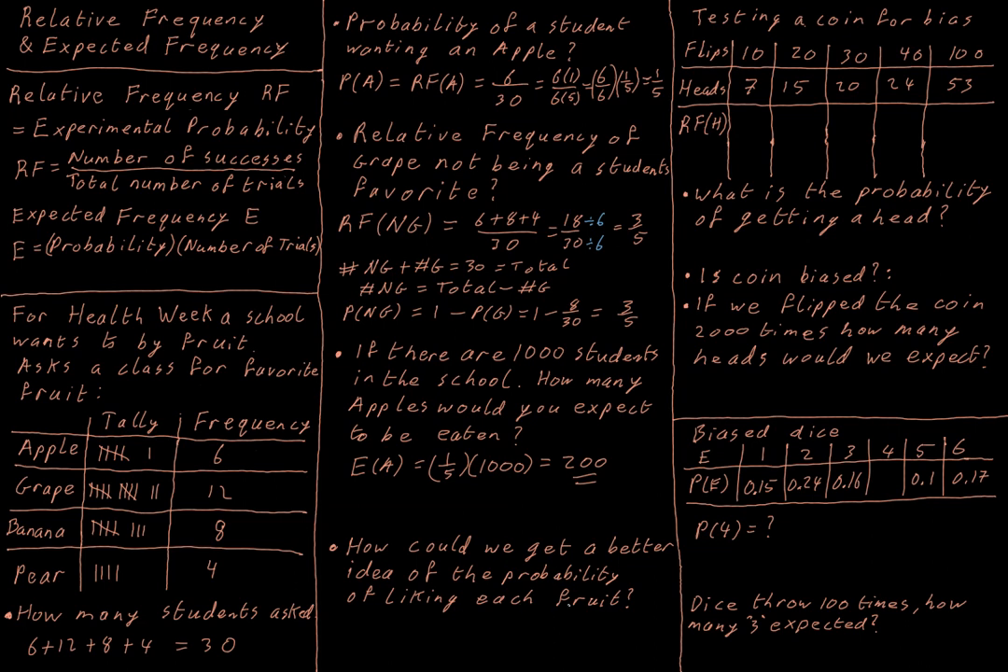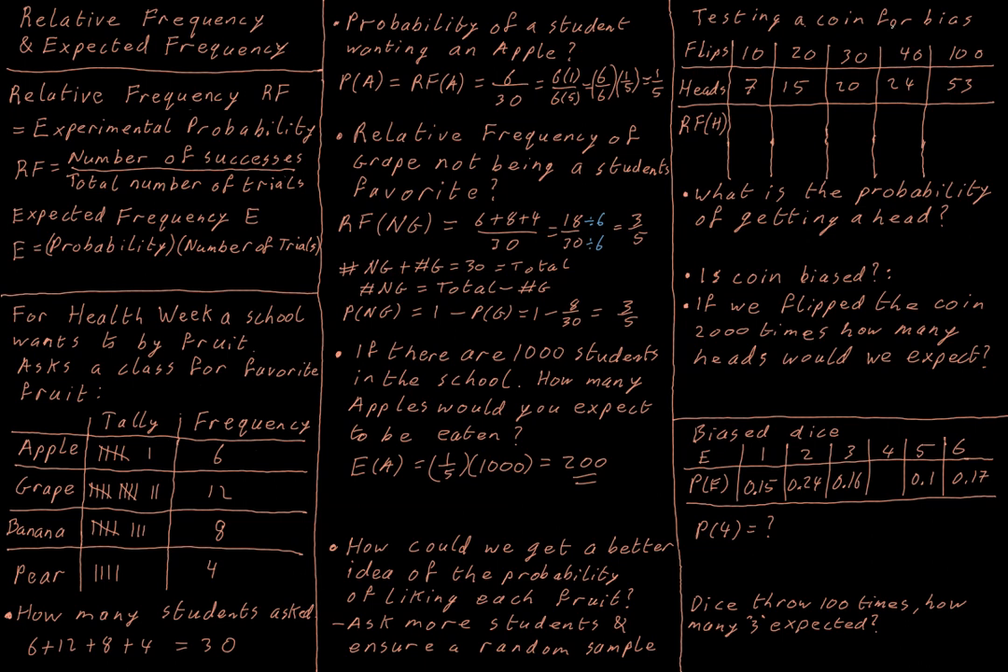If we ask more people, if we run the experiment more times, we'll get a better idea of the probability, so long as we're asking at random. So we want to ask more people, ask more students, and make sure it's a random sample, that we aren't biasing the fruit that people would like by age or by gender.